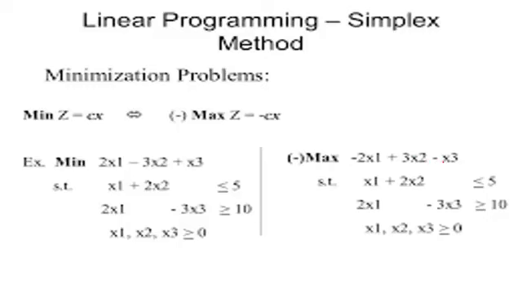So keep in your mind, if the objective function is maximization, you have to keep it as it is. And if it is of minimization, then you have to multiply all the equation with the minus sign.